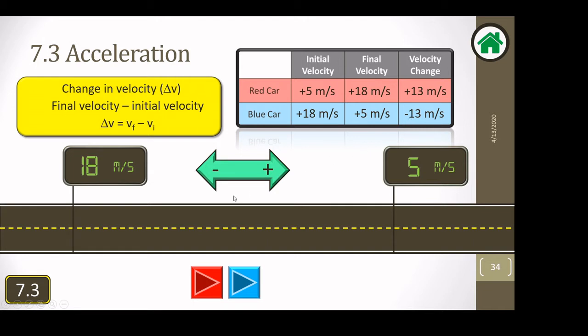And it's negative because although the car is still moving in the positive direction, its velocity change is negative, which means it is slowing down.